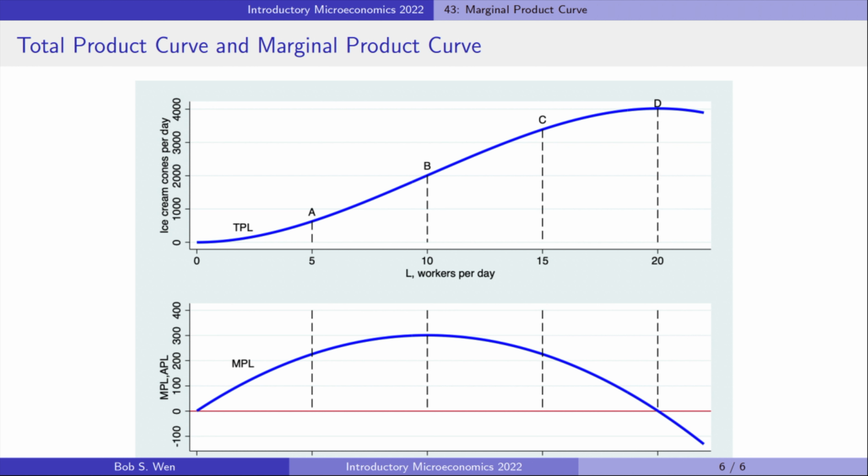Notice that as the number of workers increases, the marginal product declines eventually. This property is called the law of diminishing marginal product. The law of diminishing marginal product, or diminishing marginal returns, states that if a firm keeps increasing an input, holding all other inputs and technology constant, the corresponding increases in output will eventually become smaller.